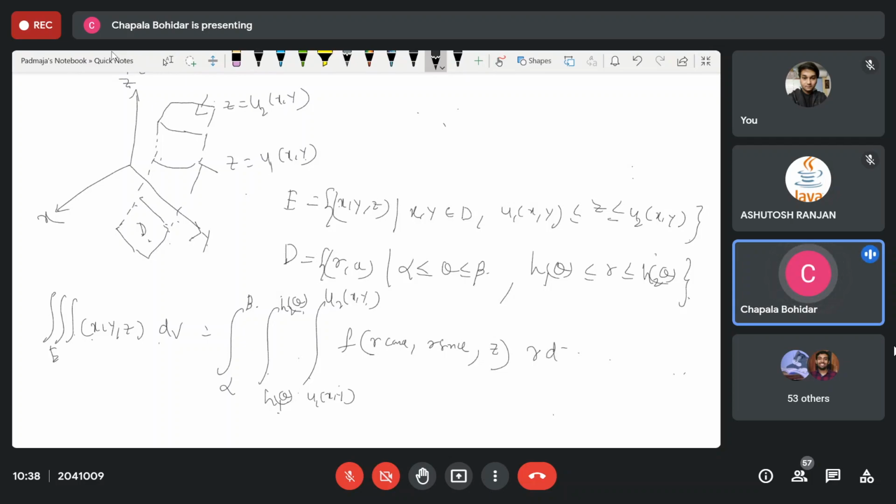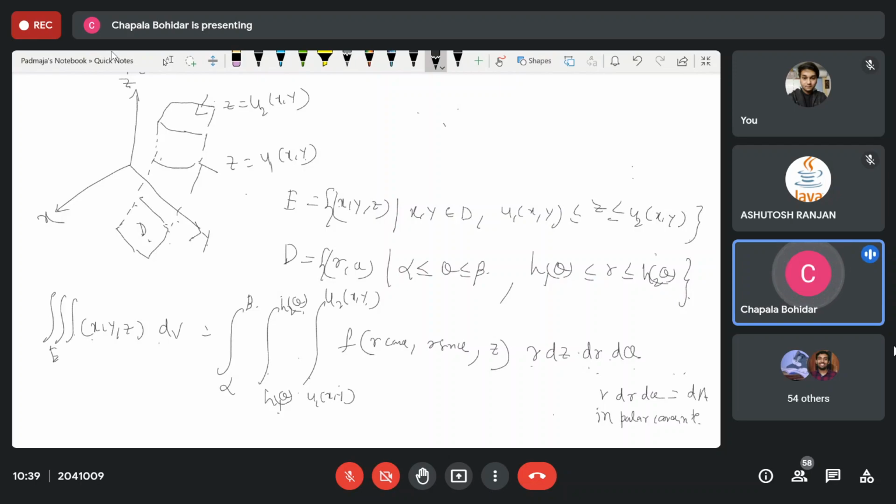So I am writing dz first, then dr d theta. This is the value for r, so I have written r, then d theta. Okay, so r dr d theta is your dA in polar coordinates. I'll explain in the next article, 15.10, how I am getting that r dr d theta. So it is alpha to beta; we get this value, then we integrate.